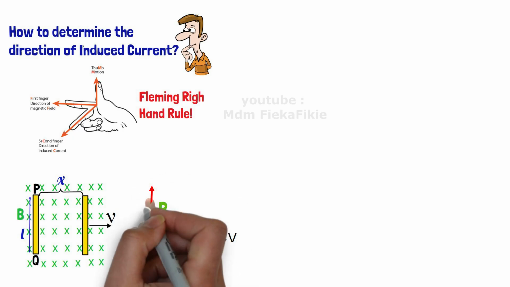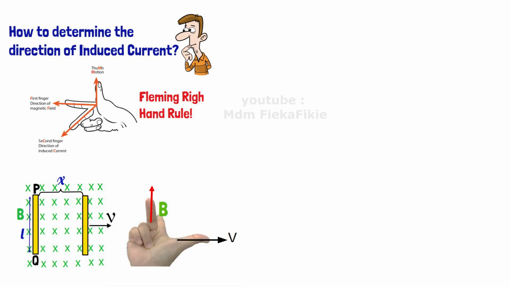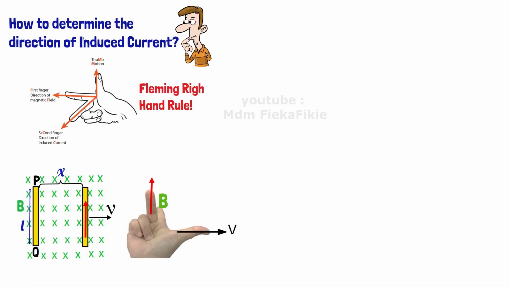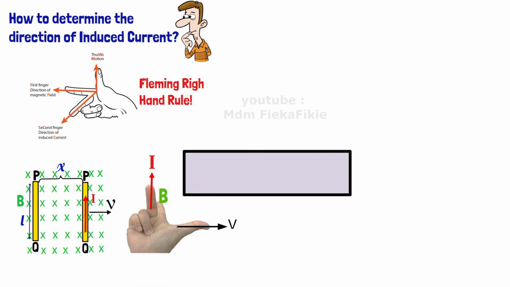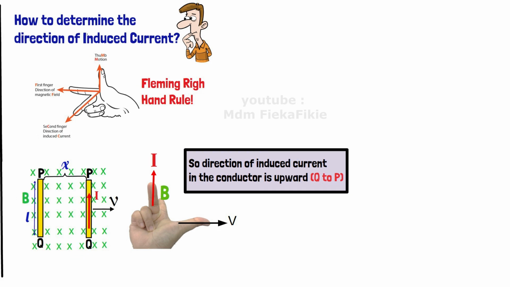So, bila dia pointing upward, so means that your second finger represents the direction of the induced current. So, for this example, the answer for direction of induced current through the conductor is from Q to P, ataupun kita kata direction of induced current in the conductor is upward. Boleh? Okay, saya rasa cukup sampai di sini sahaja.